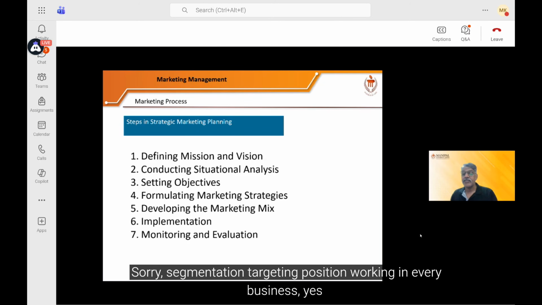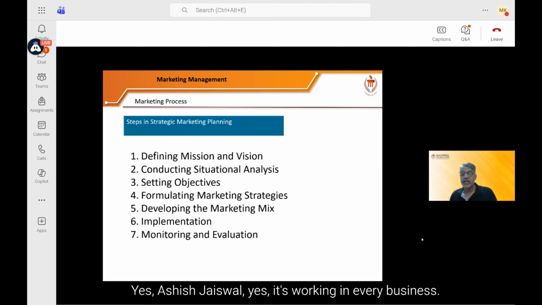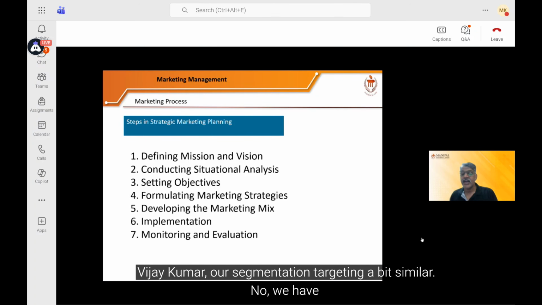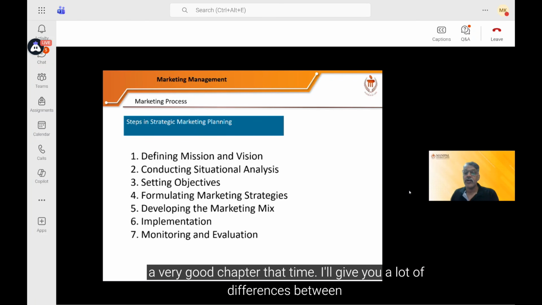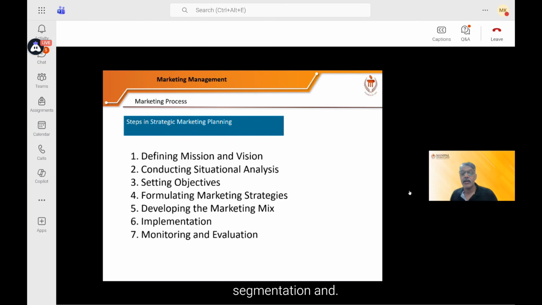Sir, is segmentation targeting positioning working in every business? Yes, Ashish Jaiswal, yes, it's working in every business. Vijay Kumar, are segmentation and targeting a bit similar? No, we have a very good chapter. At that time I'll give you a lot of differences between segmentation and targeting.